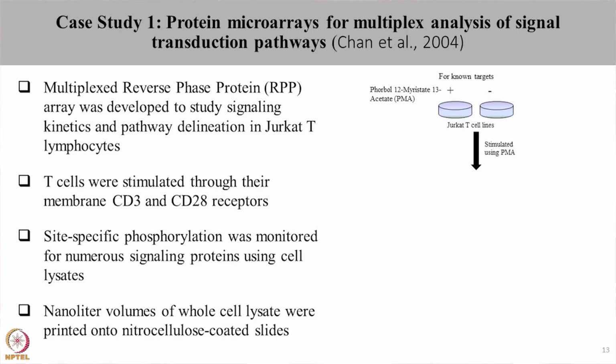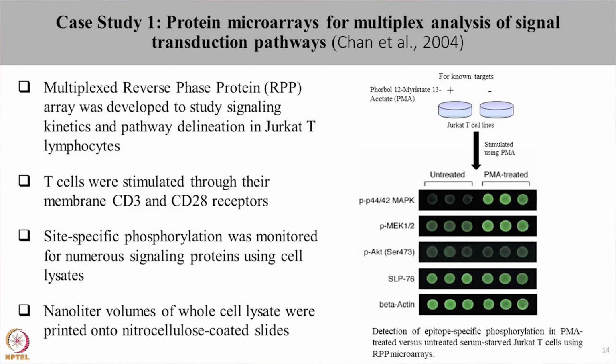So, to check whether this reverse phase protein microarray is working, they first took the Jurkat T cell lines and activated them with PMA. PMA is phorbol 12-myristate 13-acetate. This PMA activates protein kinase C. This protein kinase C, once activated, leads to phosphorylation of MAPK and MEK proteins, and hence the phosphorylation was studied.